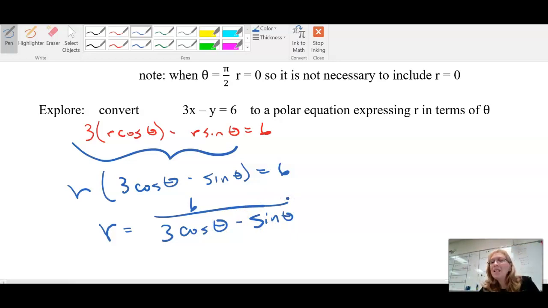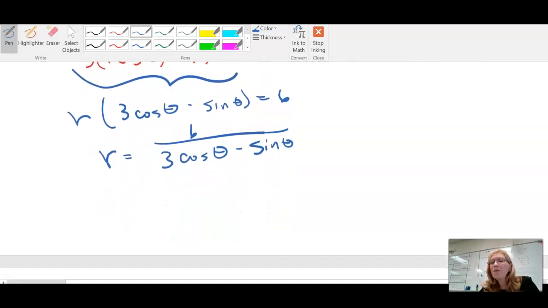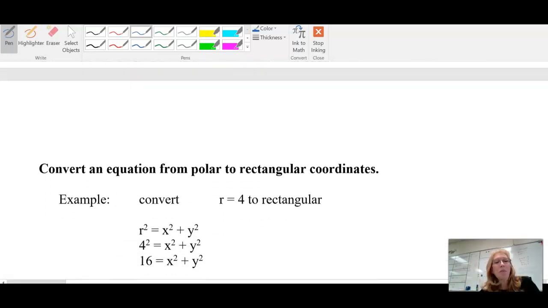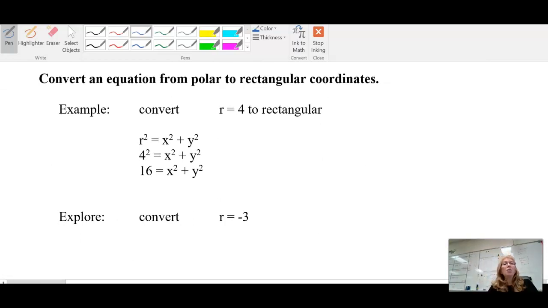Okay, let's continue on. I hope you did well with that. I know it's very different than the example. All right, we're going to convert an equation from polar to rectangular.